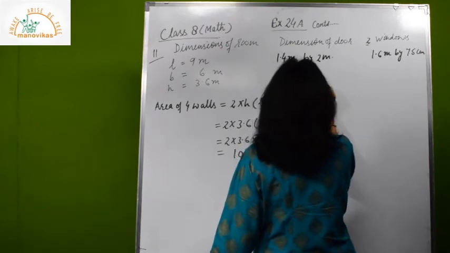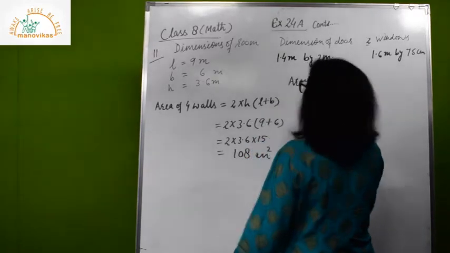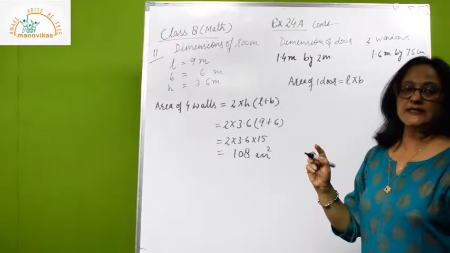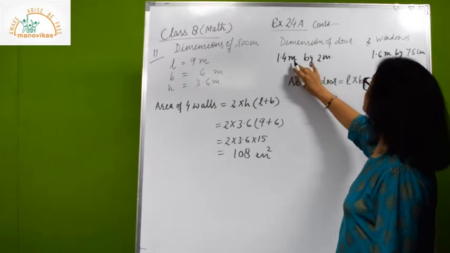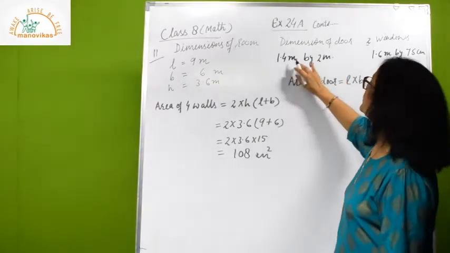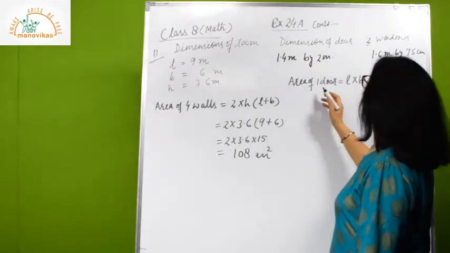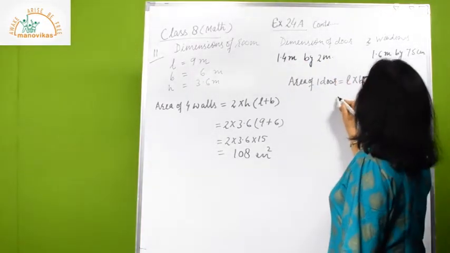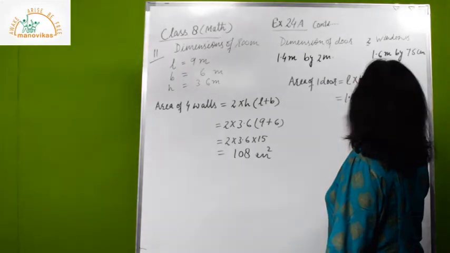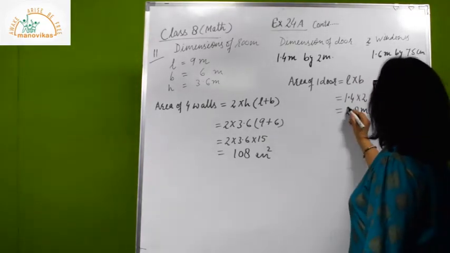Area of one door is length into breadth, because what is the shape of a door? It is rectangular, and area of a rectangle is length times breadth. Here dimensions are given as 1.4 meter by 2 meter, meaning length is 1.4 and breadth is 2 meter. Or any dimension, length and breadth, you can take it. So basically you have to take the product of these two dimensions. So put the values, 1.4 into 2. So this is 2.8 meter square. This is the area of one door.